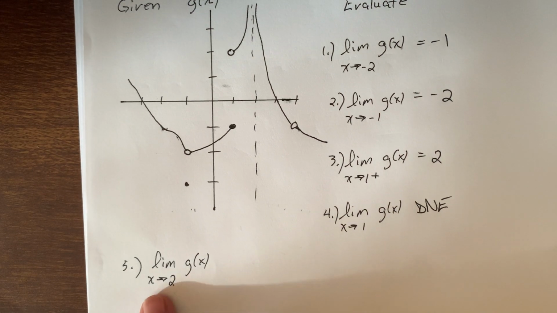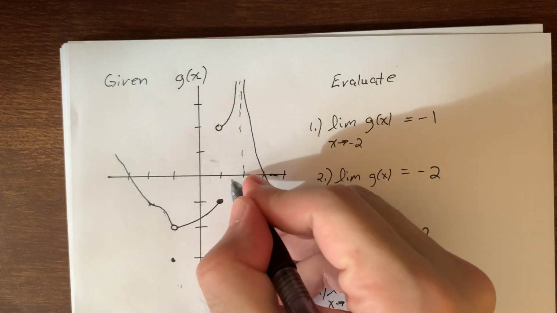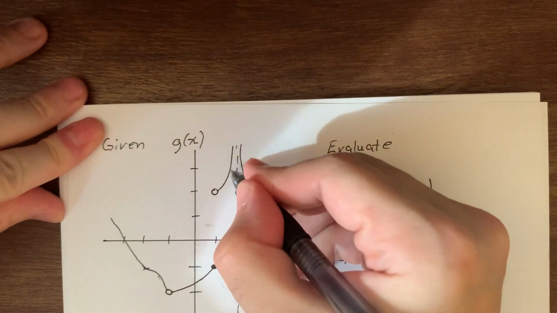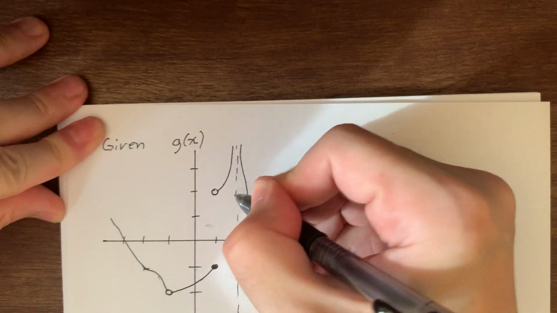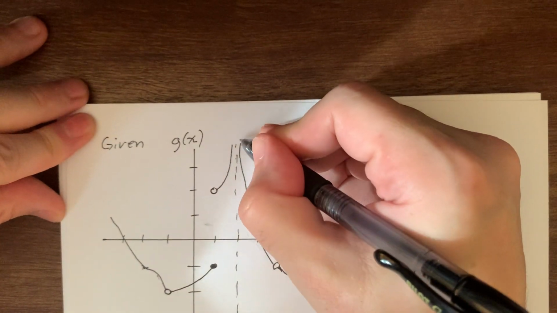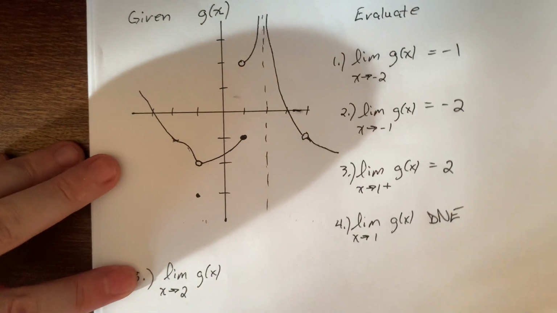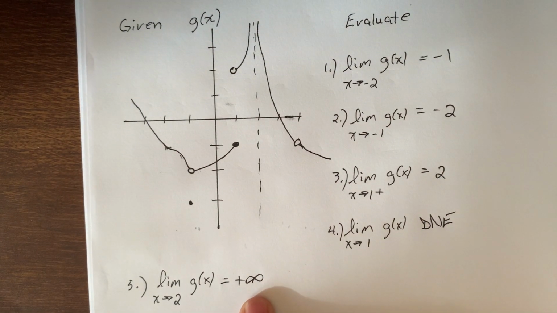Number 5, as x approaches 2. So we're up here, from the left and from the right, and from the left, these points are shooting up, approaching this asymptote. From the right, these are also shooting up. They're both shooting up forever. They're both shooting up to a y of positive infinity.